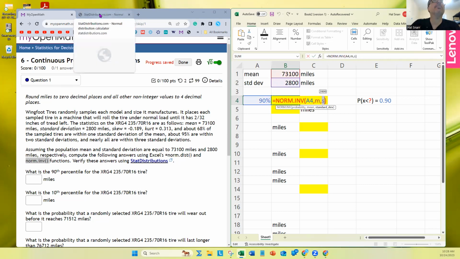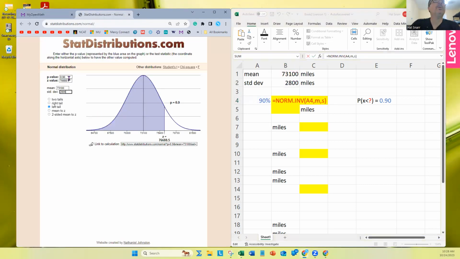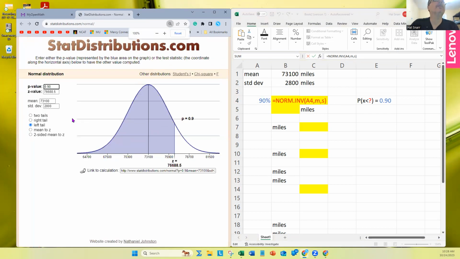Stats distribution does the same thing, right? Let me blow it up for you. We entered a probability, we entered a mean, and we entered a standard deviation, and out came the 90th percentile. The value of miles such that the probability of being less than it is 90%.